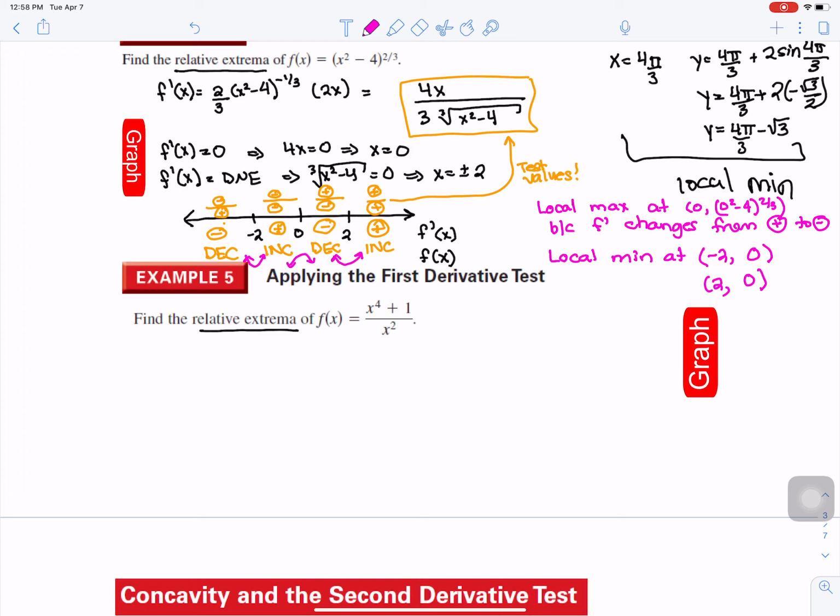2 squared is 4. 4 minus 4 is 0. 0 to the power of 2/3 stays 0. And we can write because f prime changes from negative to positive. When you're describing your solutions, please describe it like I've presented here too. Tell me where the location of the max or min is, and then tell me why it is a local max or min using the first derivative test.